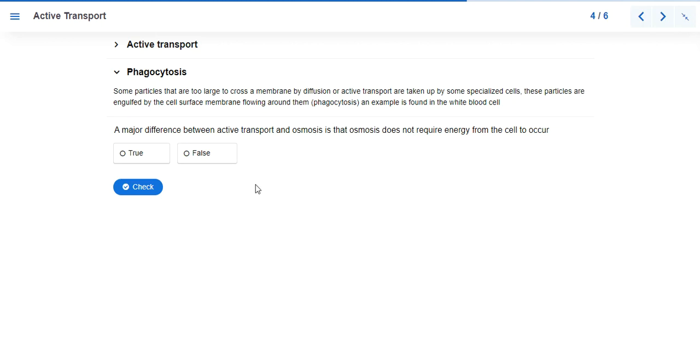A quick question. A major difference between active transport and osmosis is that osmosis does not require energy from the cell to occur. True or false? True. But active transport does require energy from the cell.